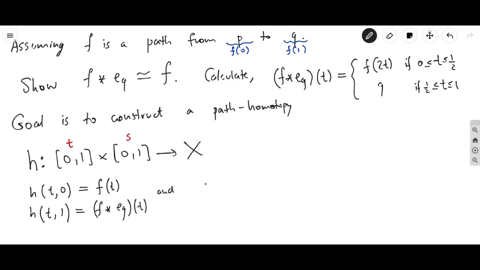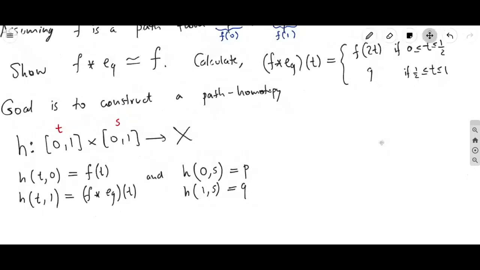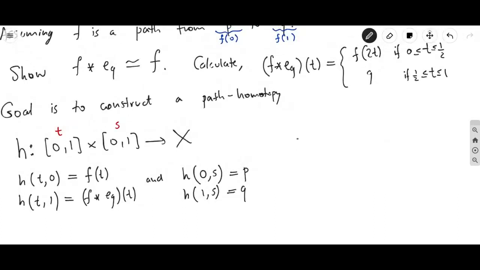And the additional requirements in a path homotopy are that if you set t equal to 0, then for any s, that should always be p, and when you set t equal to 1, then for any s, that will always be q, because these are the interpolated paths that always move from p to q. That's the idea. So that's what we want to do. We're therefore defining it on a square.